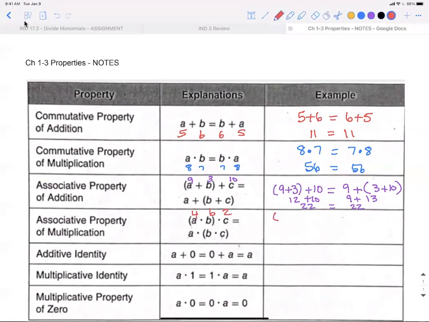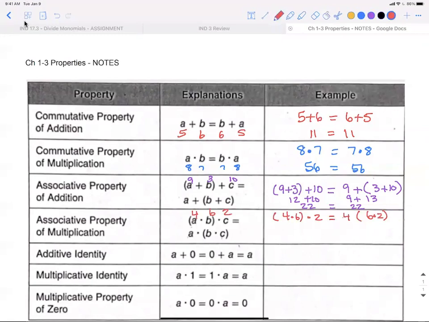So this says, now watch where your parentheses are. Parentheses are around A and B this time. So 4 times 6 times 2 equals, and now look, our parentheses move. So our A still stays a 4. Our parentheses now are around B and C. So 6 times 2. And then let's work out both sides and see if this holds true.